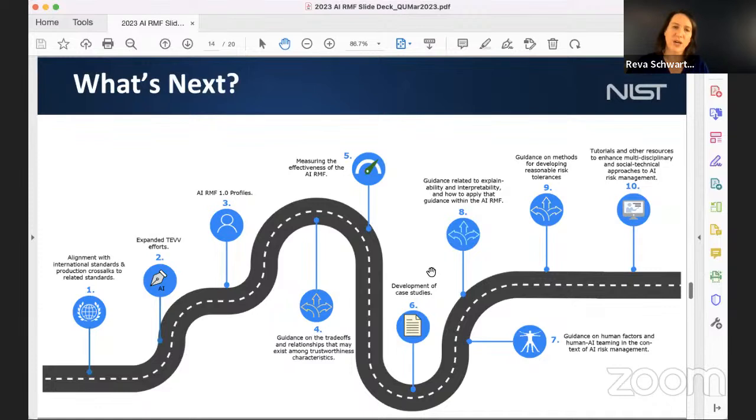We also want to measure the effectiveness of the framework. We want to hear about what's working for organizations and what isn't. Case studies are kind of similar to profiles, but profiles are really across industries. With case studies, one company could just write a paper about how they use the framework within their company. And all this, the developing reasonable risk tolerances, I think I had mentioned, we will be developing guidance on that, along with other long form guidance on many of the topics within the framework.